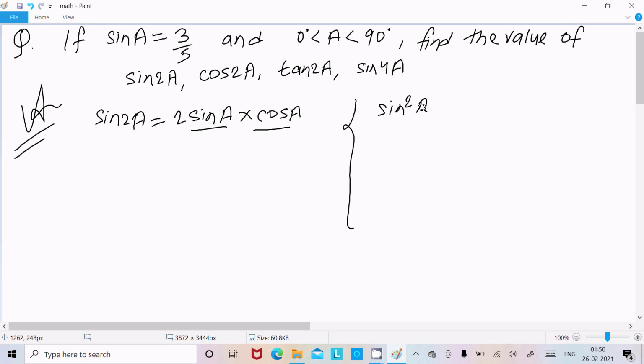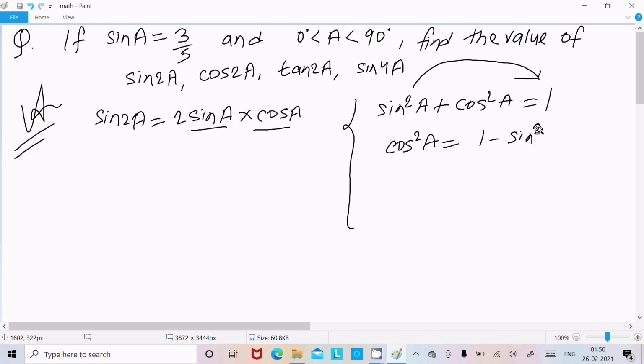sin square A plus cos square A equal to 1. So here we can write cos square A equal to 1 minus sin square A, taking sin square to the right so the sign changes. So sin A value is 3 by 5. So we can write 1 minus 3 by 5 whole square. Solve this. So it comes 1 minus 3 square 9, 5 square 25.